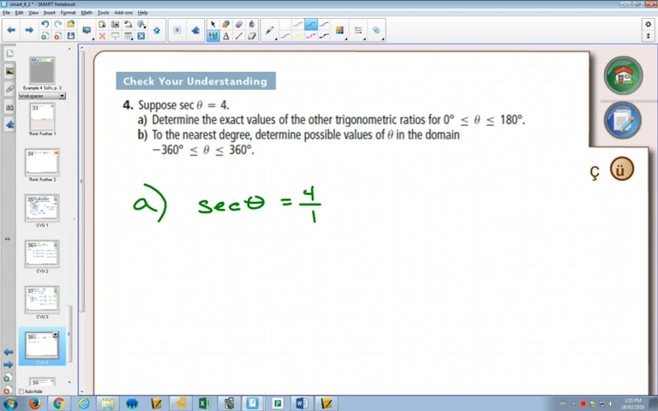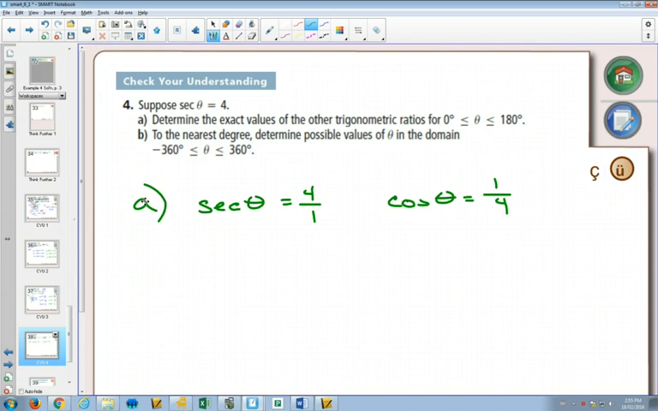Draw a triangle. Yes! Well, it might be a little bit hard to draw a triangle with secant theta equals 4 over 1, but if you know secant, you know cos. So you know that cos of theta is equal to 1 over 4.